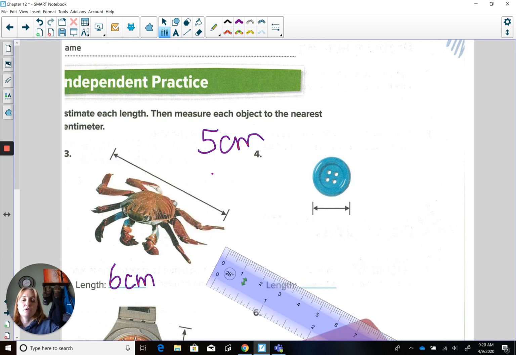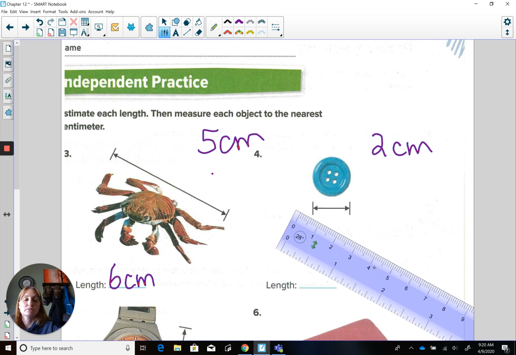All right, now, number 4, we're going to look at this button. Well, that button, I don't know about you, is less than the crab, right? And I'm thinking of it compared to the grasshopper even. I think it's less than the grasshopper. What about to a ladybug? So if my grasshopper was 3 centimeters, my ladybug we said was 1. I'm thinking the same thing you are. 2 centimeters is going to be my estimated guess.